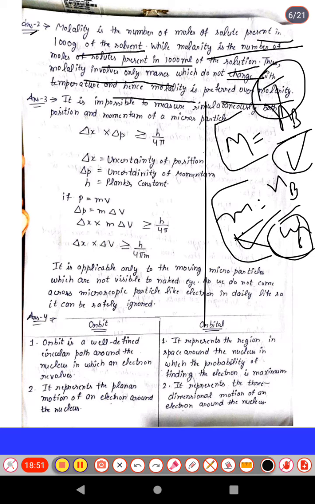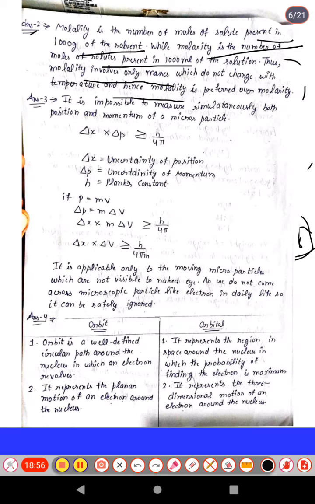Next is the Heisenberg uncertainty principle. Start with the definition: it is impossible to measure simultaneously both the position and momentum of a microscopic particle. The Heisenberg uncertainty principle is applicable to microscopic particles. Mathematically, delta x times delta p is greater than or equal to h over 4 pi, where delta x is the uncertainty in position, delta p is the uncertainty in momentum, and h is Planck's constant.